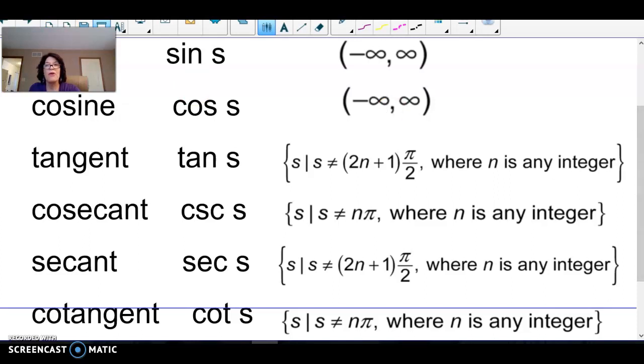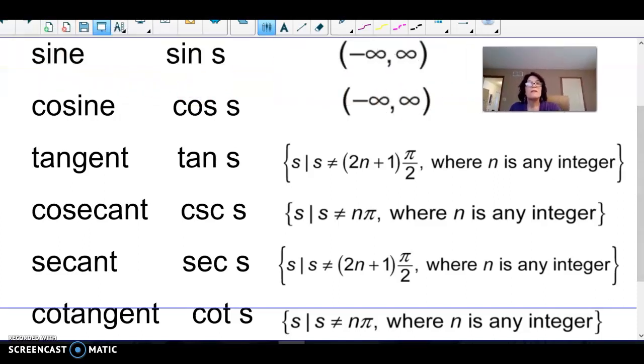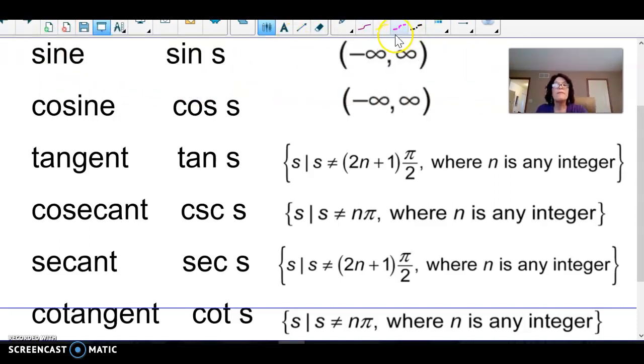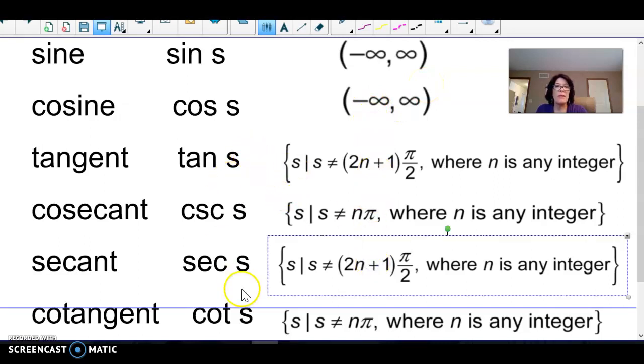There you go. There's all the domains. Sine and cosine, love them. All reals, thank you. Right? And then we just have to really think about when the denominator, tangent and secant have x in the denominator. So when x is 0 and etc. Okay.